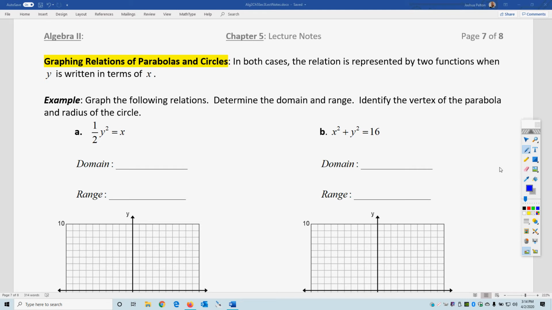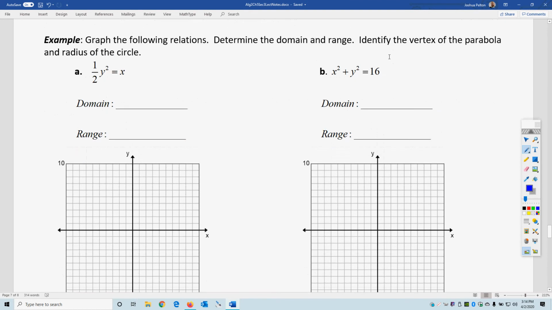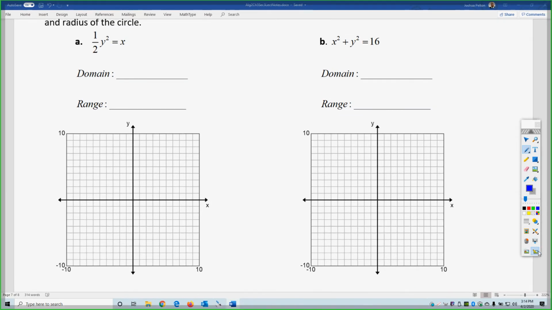Graphing parabolas and circles, which are relations because they don't pass the vertical line test. So in each of these cases, we'll get multiple outputs per input in a lot of cases. We'll scroll down the best we can here. I'm going to have to erase some of my stuff as I go.